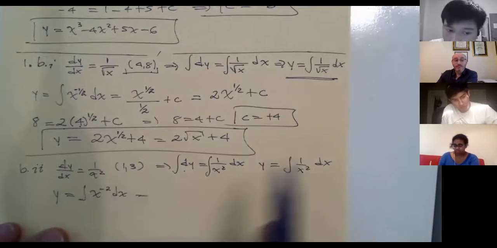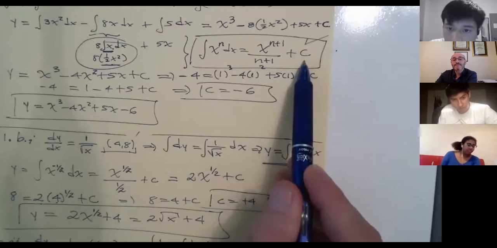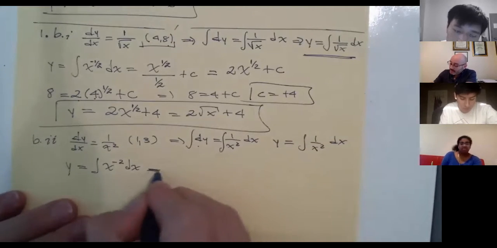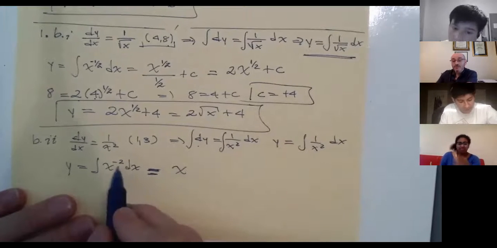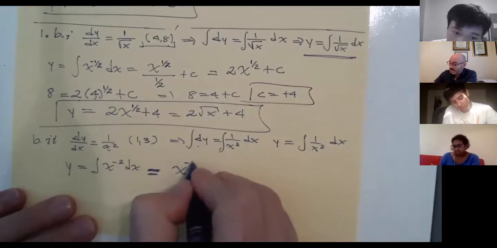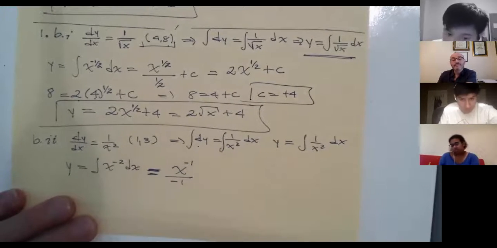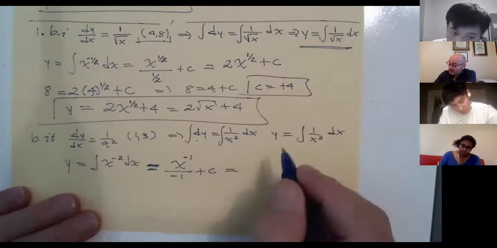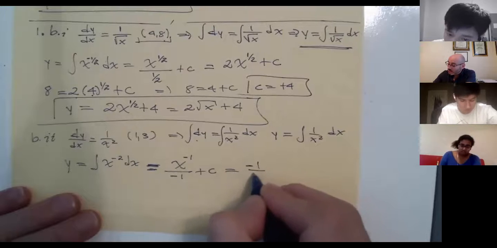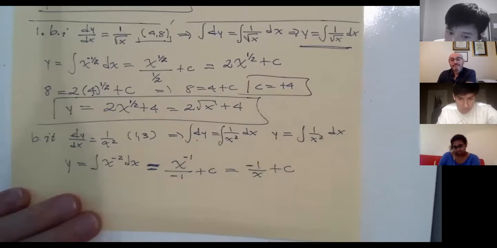And we're going to use the power rule, what we just learned. We're going to use that, okay? So this is going to be equal to what? We add 1 to the exponent, -1, and we divide by that new exponent. So this actually becomes -1 over x plus c, right?